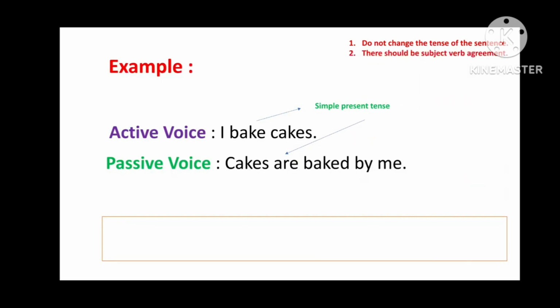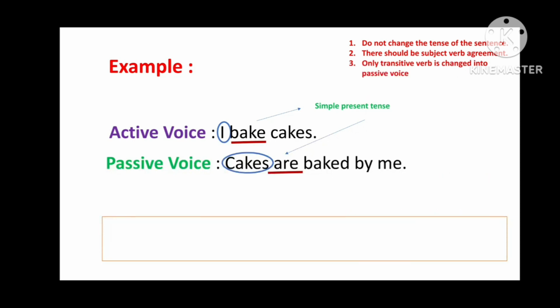The second point is there should be subject-verb agreement. That means if the subject is singular, verb should also be singular. And if the subject is plural, verb should also be plural. In the active voice, we have singular subject I, and with singular subject I, we use bake. We will read more about subject-verb agreement in our video on subject-verb agreement. In the passive voice, cakes, which is plural, becomes the new subject. Hence, with cakes, we will write plural verb are.